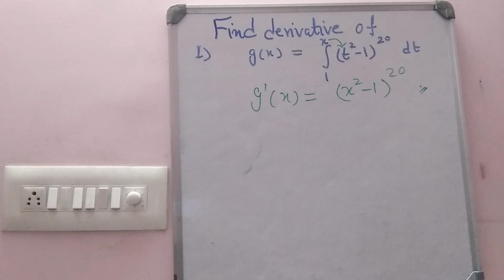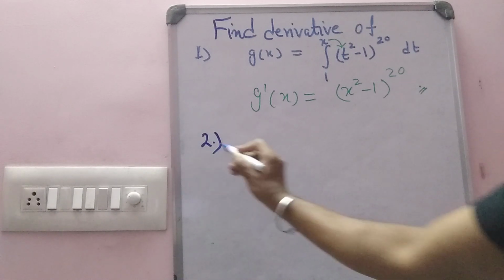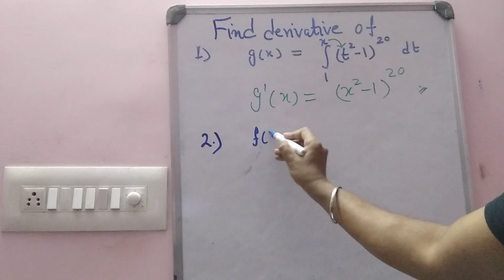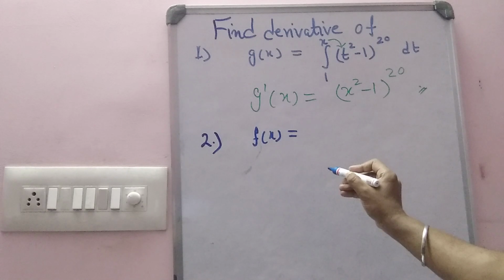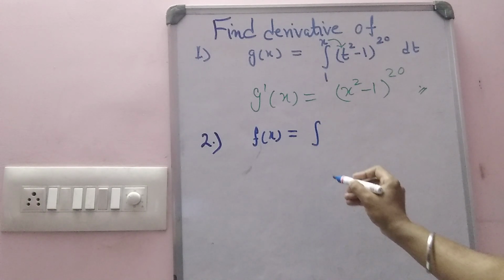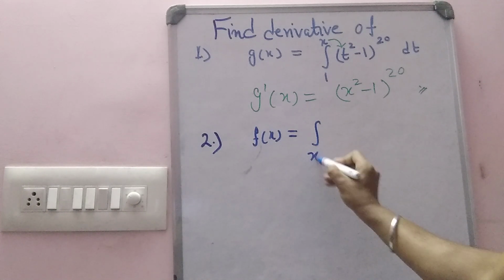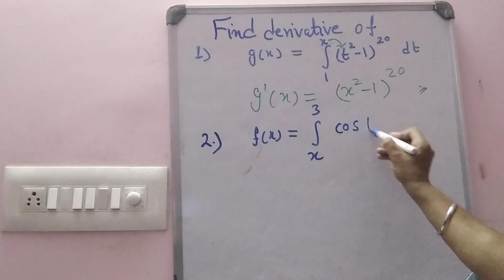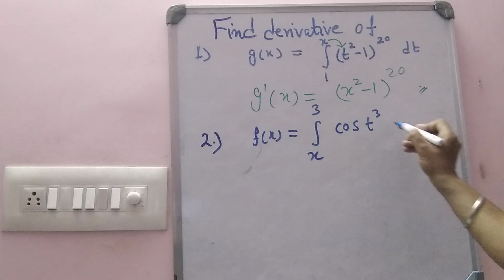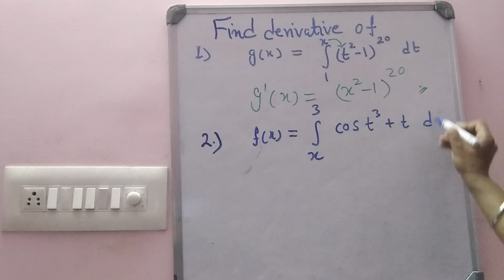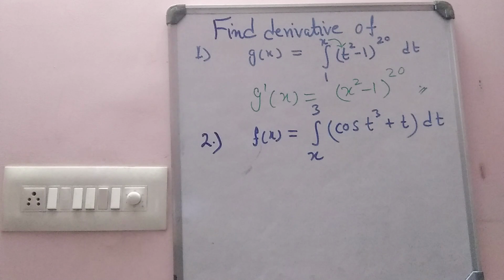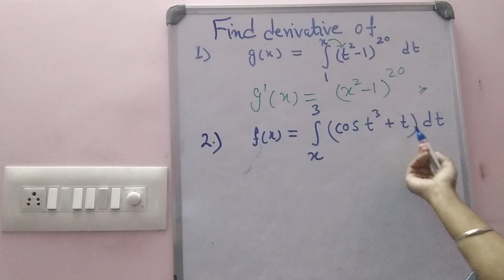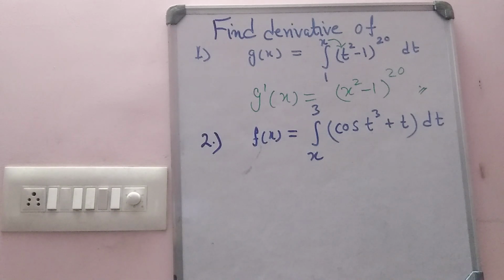Next problem I am taking. f of x equal to the integral from x to 3 of cos t cube plus t dt. Here f of x is given in this way. So what will be your derivative?